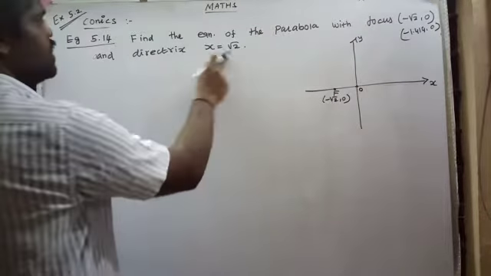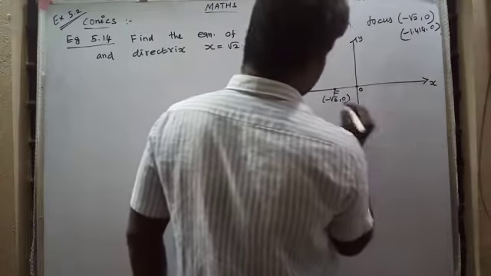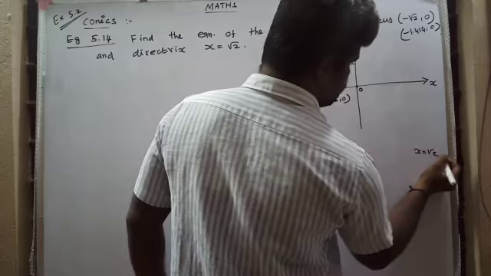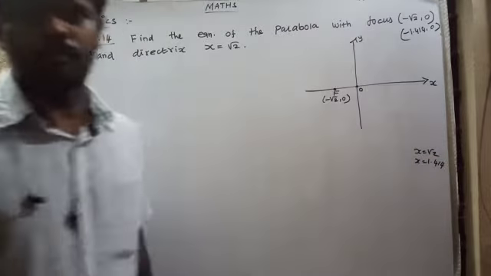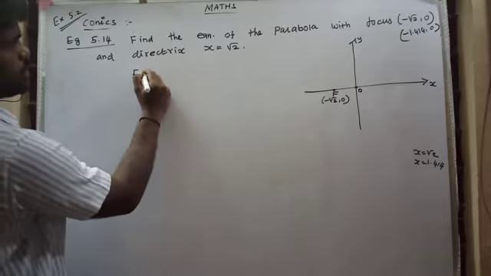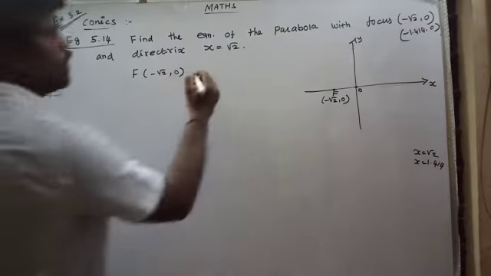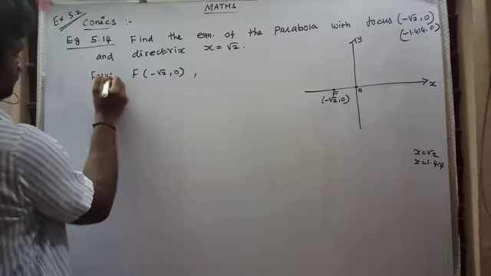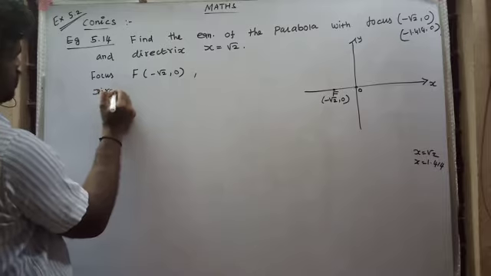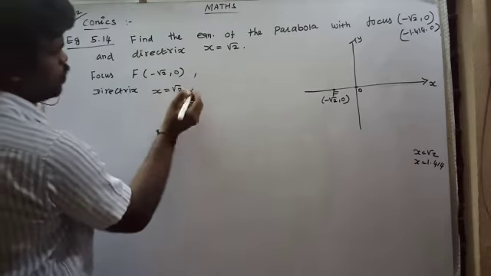And the directrix is x = √2. Here x = √2 means x = 1.414. So we have focus F (−√2, 0) and directrix x = √2.